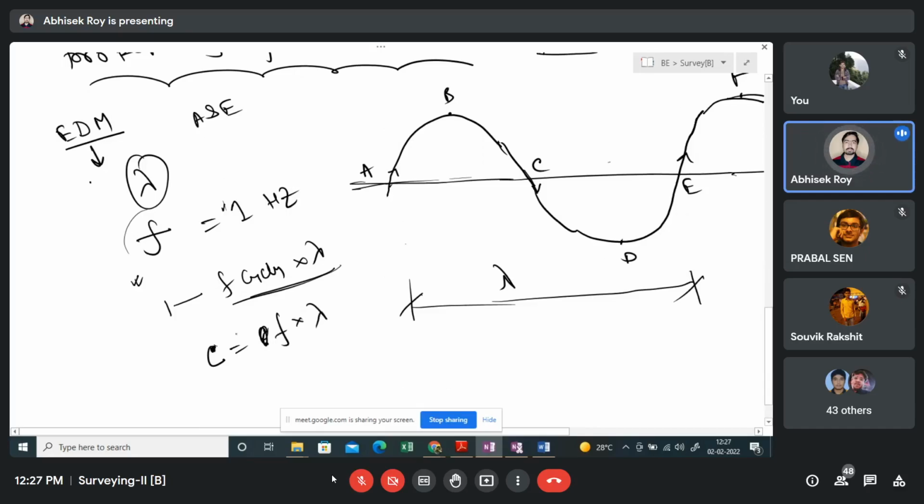All these things you have studied in class 11 and 12, so I am just repeating those parts. Someone asks whether it should be v. Yes, v equals f into lambda. I am representing velocity by c, but you can write it as v also. Whatever you are assuming, that is the velocity of the electromagnetic wave. I am writing it as c; you can write it as v also. There is no problem.